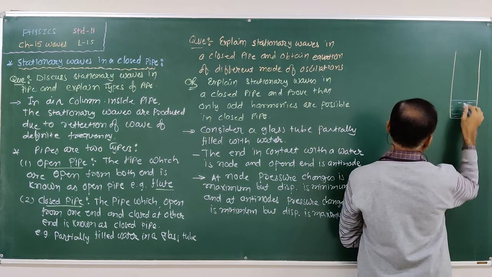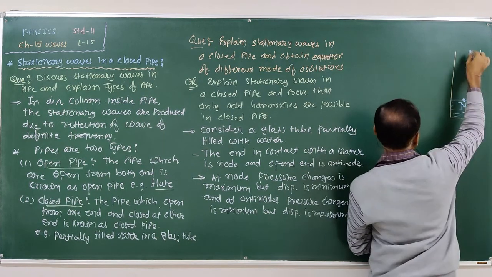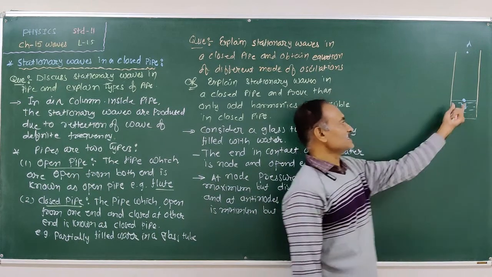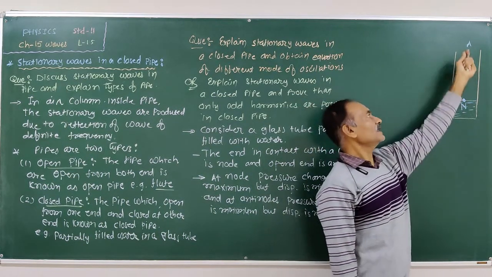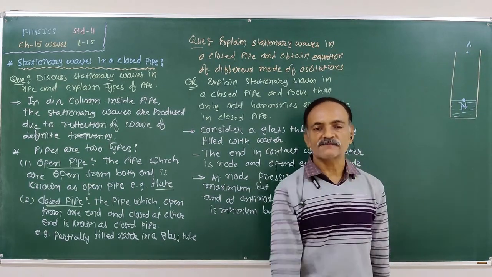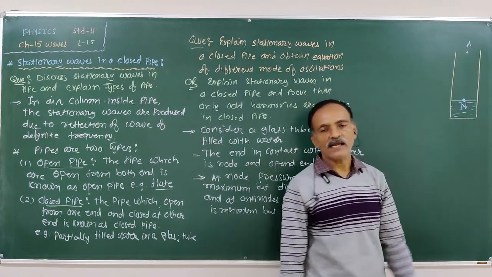So this end acts as a node point, while the open point acts as an antinode. Here the pressure change is maximum, but the displacement of this point is minimum. While here the pressure change is minimum, but the displacement of this point is maximum. Therefore, it acts as an antinode, and that acts as a node point.